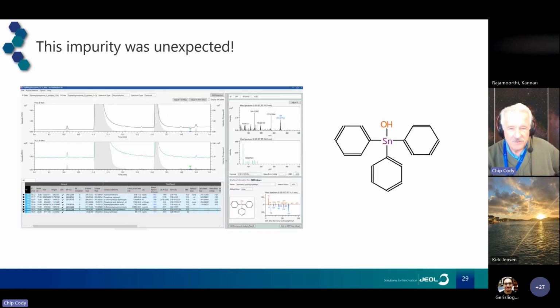This one was fun though. I didn't expect this, and when we got the chromatographic deconvolution software in the second version, this little guy popped up. So triphenylphosphine, you've actually got a tin homolog there. I have no idea how it got there, but that's definitely in the sample.